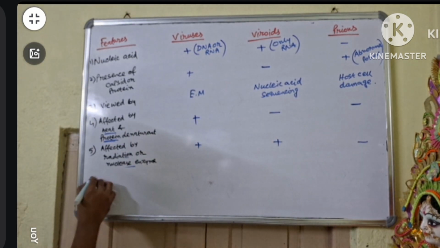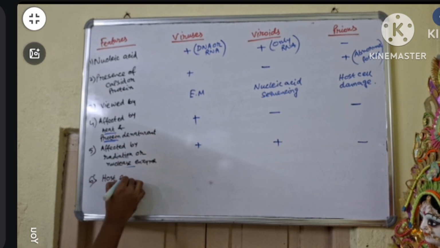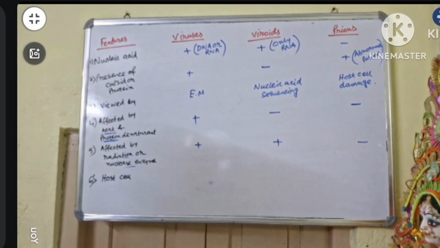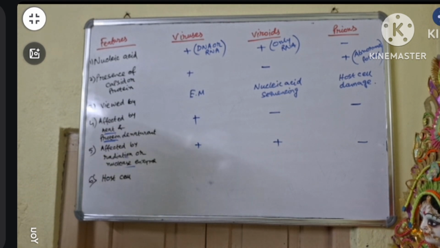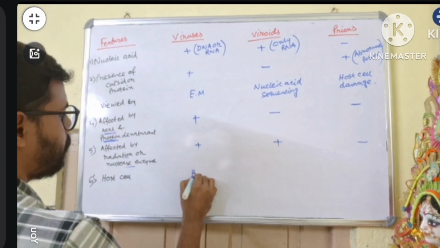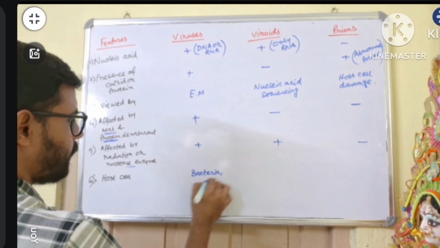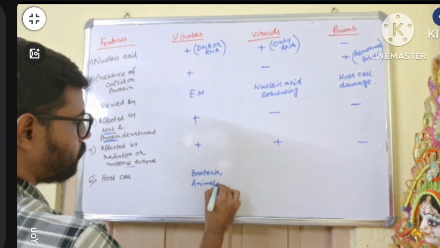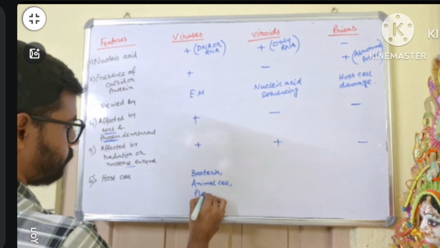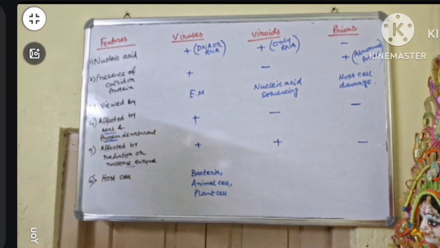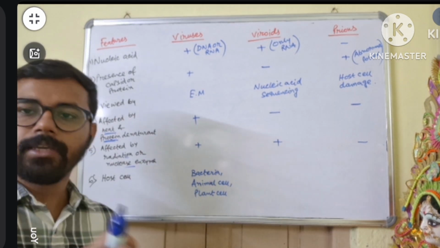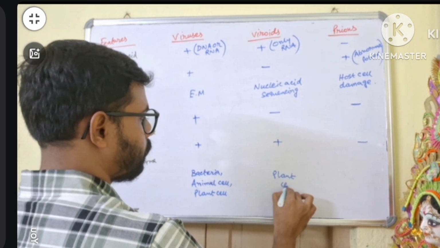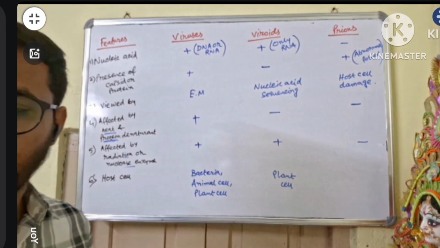Number 6, host cell required to grow and reproduce. Virus, yes, and any kind of cell, it can be bacteria, animal cell, plant cell. In all types of cells they can grow. Yes or no? Yes. Viroids specifically grow inside plant cells. And prions mainly in animal cells and humans.